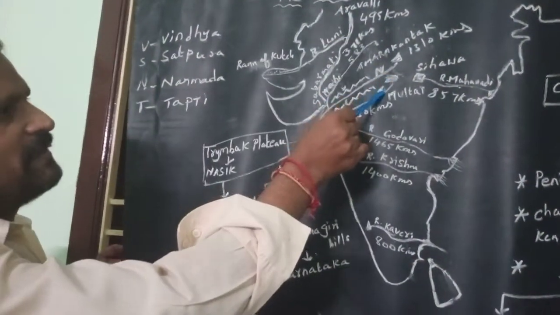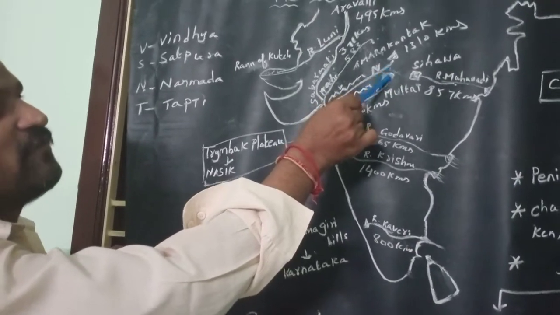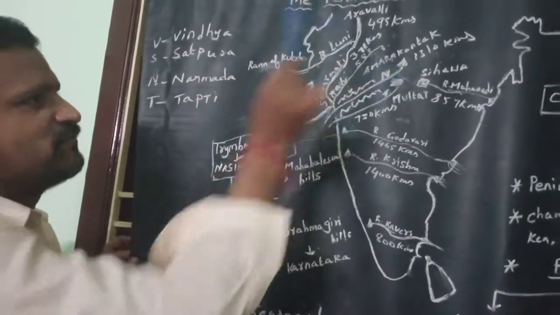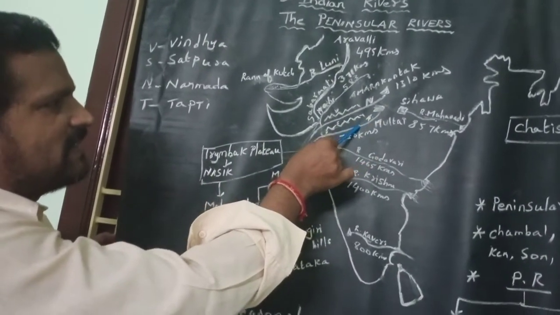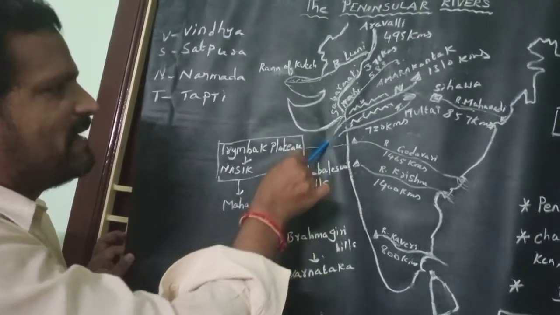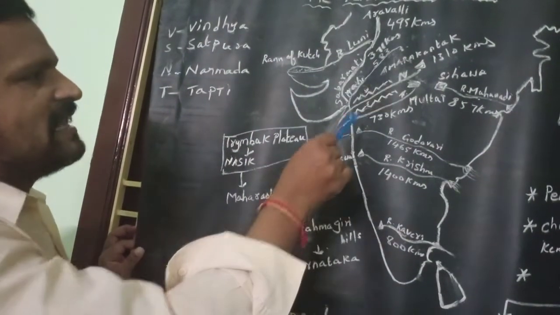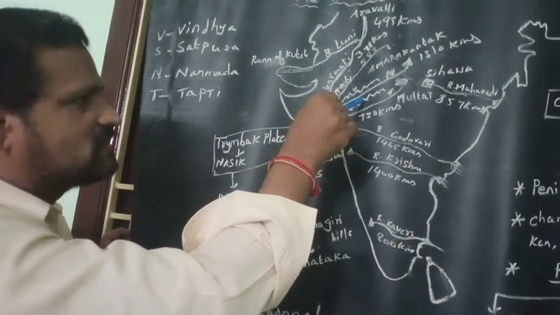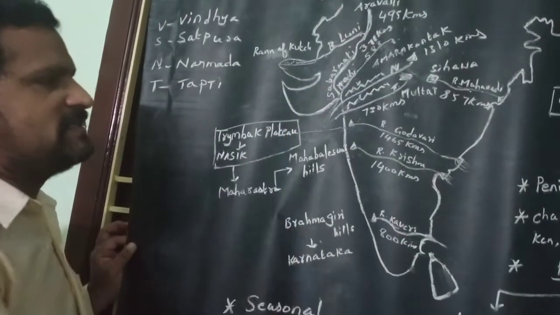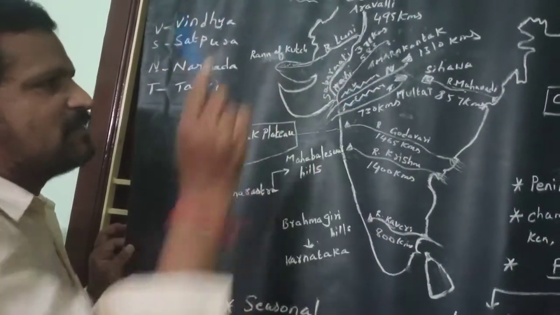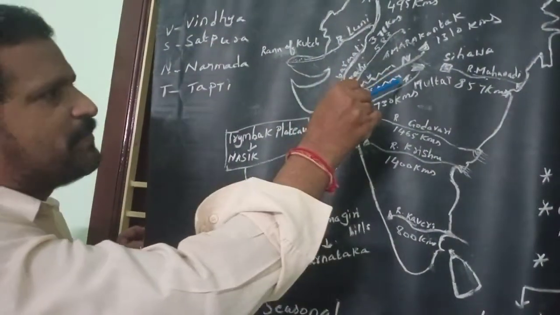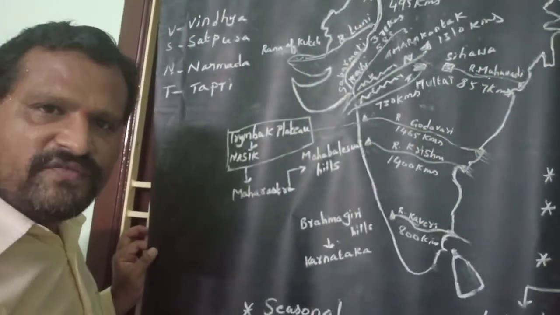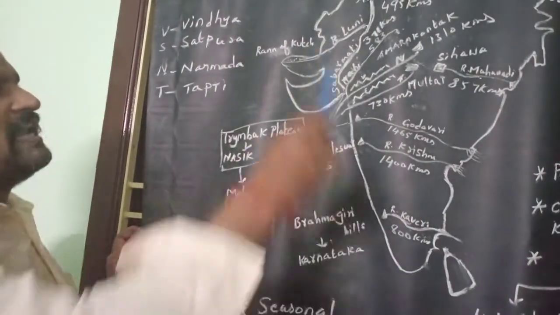Now the Tapati river, the second largest west flowing river. It rises at Multai in Madhya Pradesh, flows through Madhya Pradesh and then Gujarat, and discharges into the Arabian Sea. The length of the Tapati river is 730 kilometers. Tapati river flows below the Satpura range. Even the Tapati river flows through a Rift Valley, a broken valley.